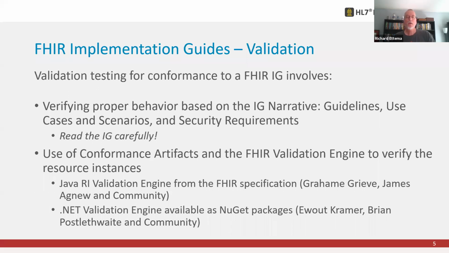So in the community, we've got a couple instances readily available to us. Within the FHIR specification, we have the Java reference implementation, or the core libraries, which contain the validation engine, and that's actually published as a jar file that you can download. Graham Grieve, James Agnew, as well as many members of the FHIR community maintain this. There's also a .NET flavor of the validation engine available as NuGet packages for download and inclusion in your applications, or as a standalone, if you will. Eva Kramer, Brian Postwaite, as well as many other members of the FHIR community help maintain this as well.